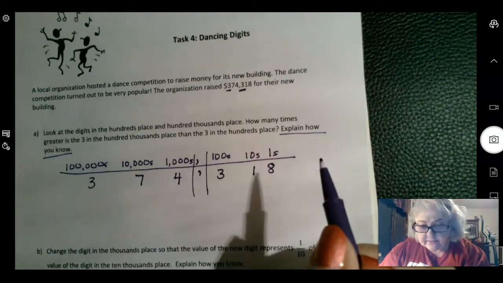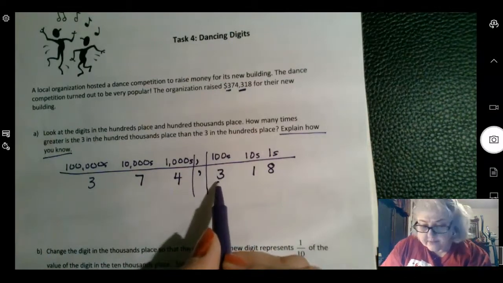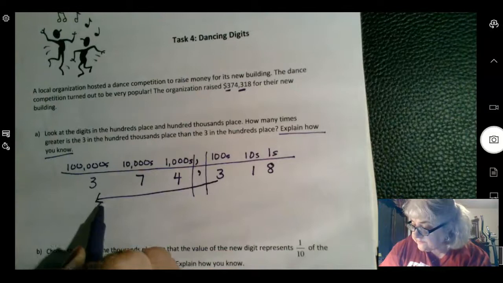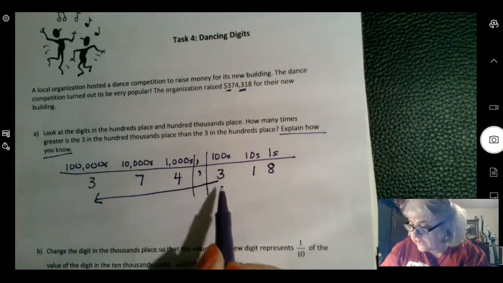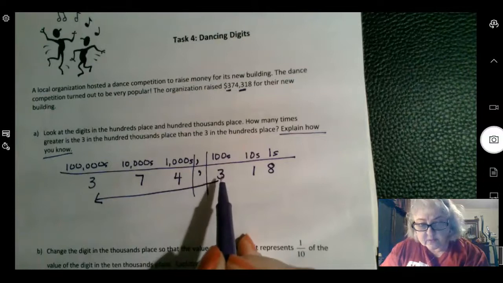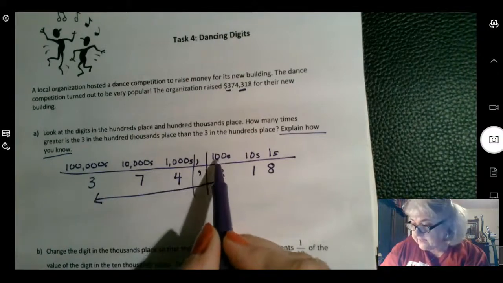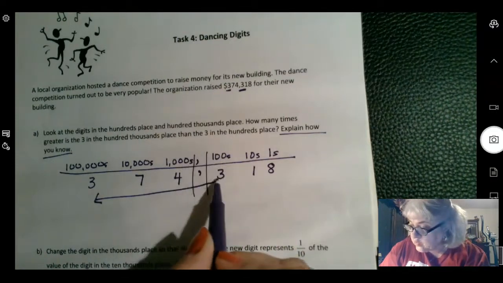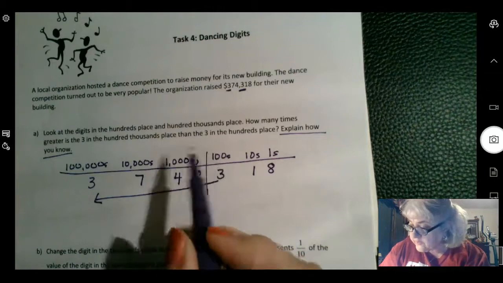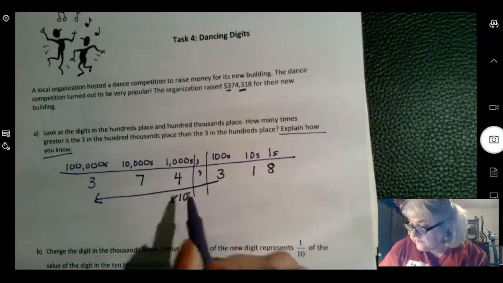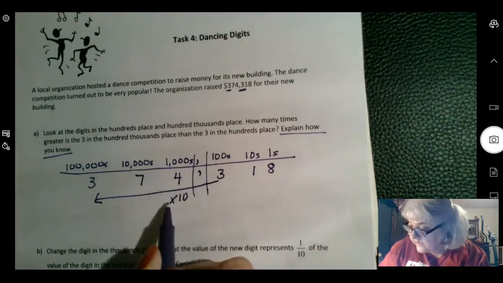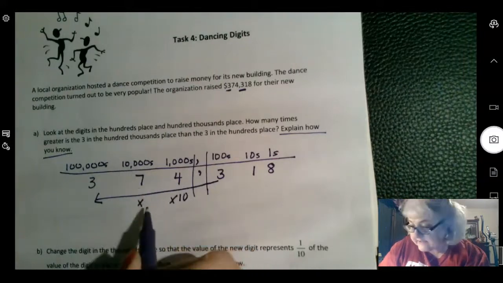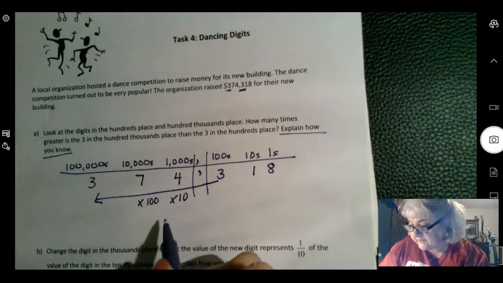Now, I am thinking about the fact that I'm moving this 3 all the way over, looking at the hundreds thousands place, and I want to know how much greater the value of this 3 is than this one. Well, I know that every time I go over to the left, I'm getting bigger by 10. So this one, what I call a jump from the hundreds to the thousands, would be times 10. When I jump again, that's 2 jumps. That would be 10 times 10, which means it would be 100 times bigger.